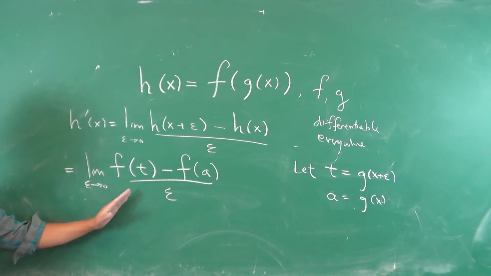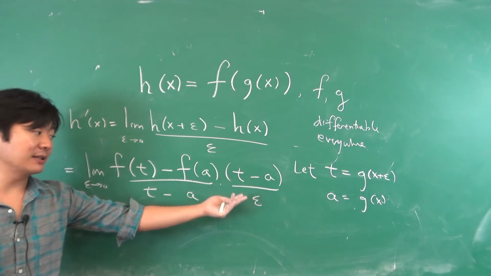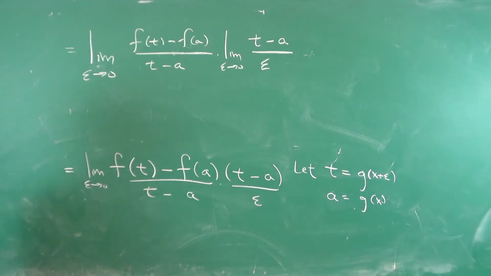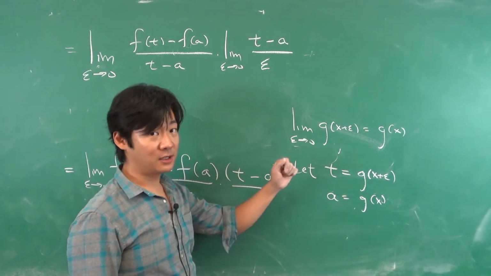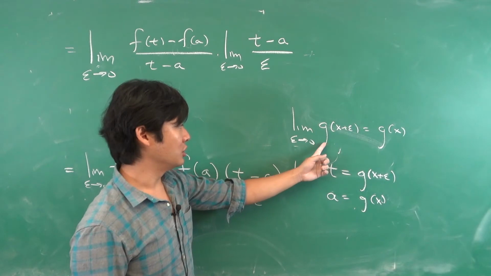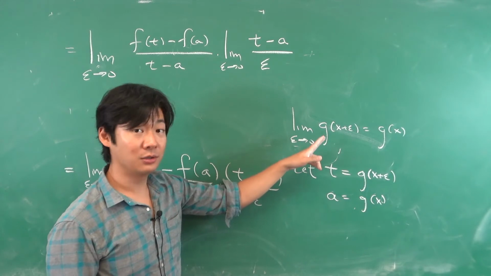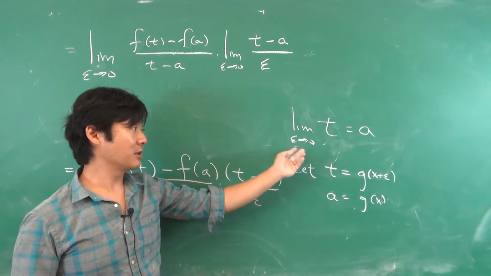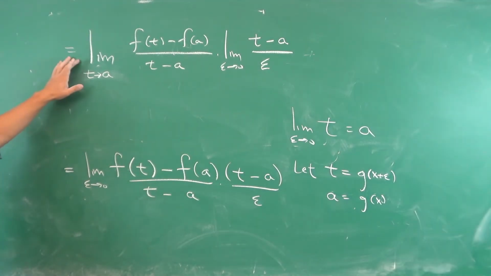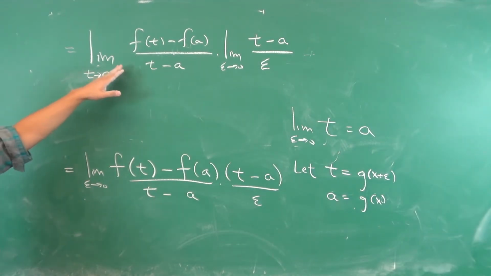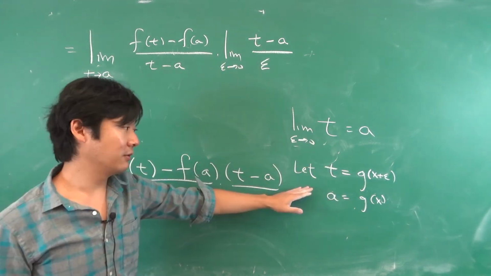We can rewrite this as f of t minus f of a divided by t minus a, times t minus a divided by epsilon. Now when epsilon goes to 0, we notice that because g is differentiable, it's continuous, so g of x plus epsilon will go to g of x as epsilon goes to 0, or in this new notation, the limit as epsilon goes to 0 of t will go to a, so we can replace this with the limit as t goes to a of f of t minus f of a divided by t minus a. Here, let's plug in t and a from here.